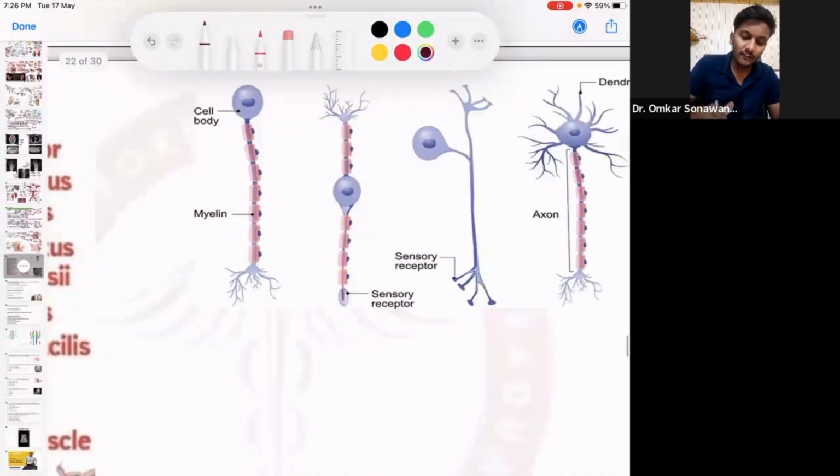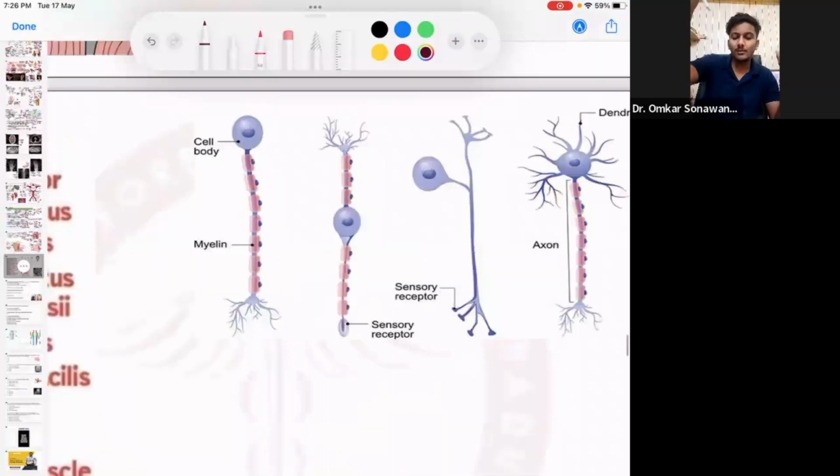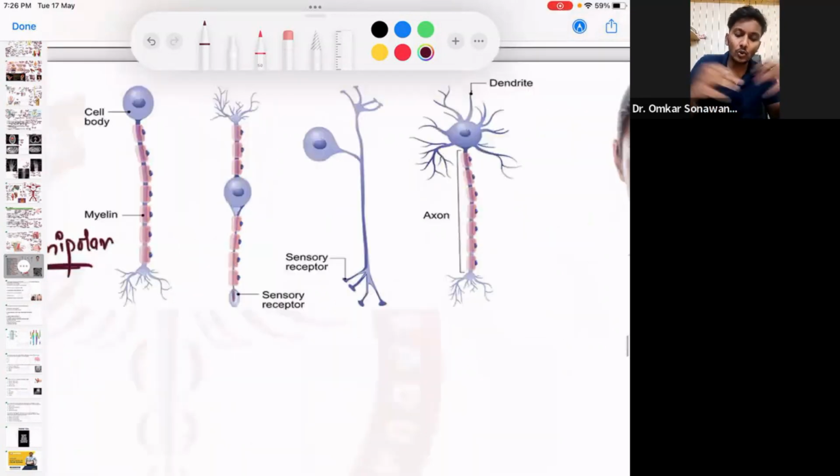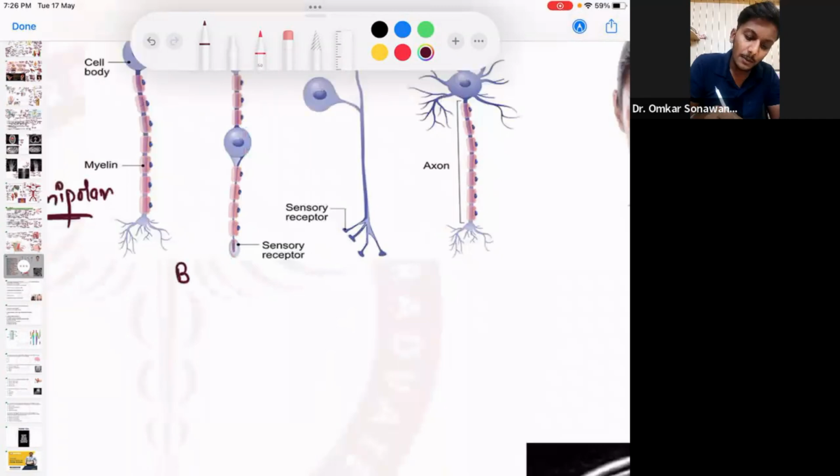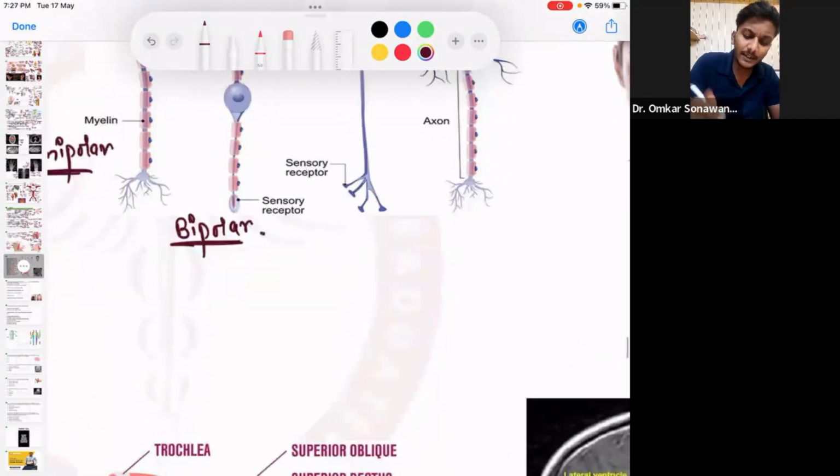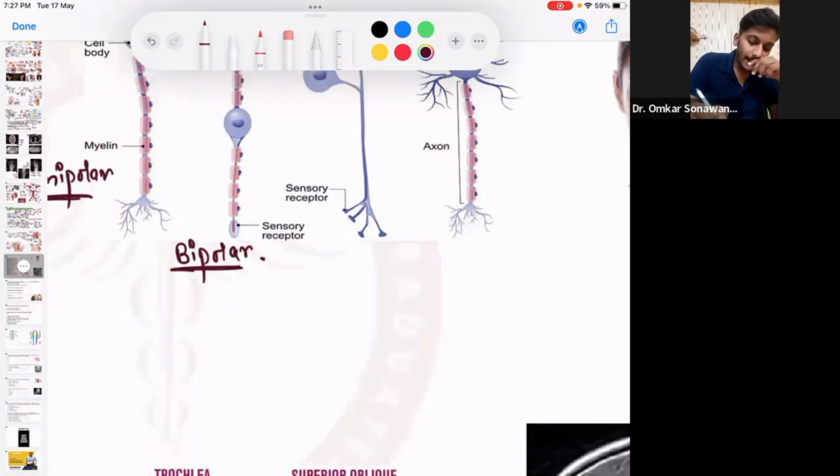These are the types of neurons. The first type of neuron has only one cell body and one axon. It is known as unipolar. Second, two axons arising: this is known as bipolar. Bipolar neurons were seen in the olfactory neurons.